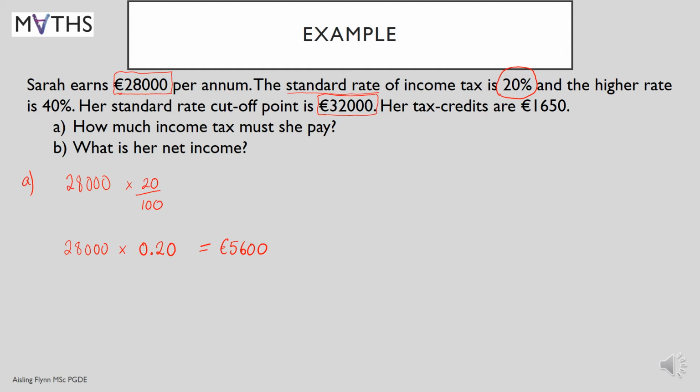However, let's reread the question. Does she actually pay all of that tax, 5,600? Well, we're also told that her tax credits are 1,650. So remember, these are an allowance for tax you do not have to pay. It's a good thing. So she does not have to pay the full 5,600. This is called gross tax. It's the initial tax calculation, but she doesn't have to pay that. So how will we use the tax credits? We'll take 5,600 minus 1,650. This is tax credits.